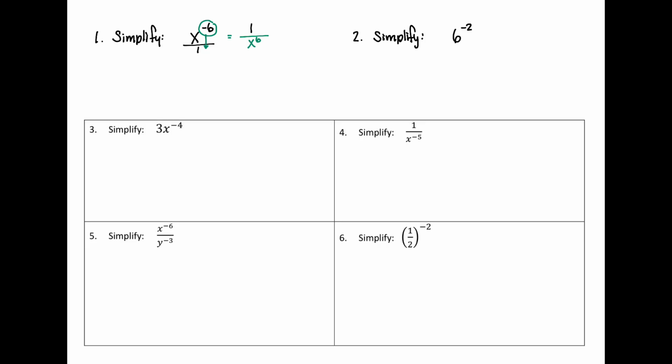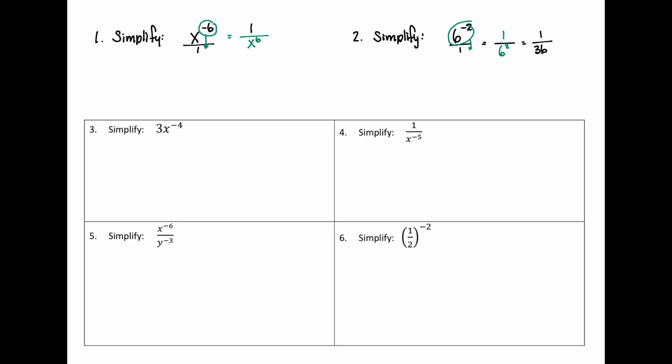Okay, number 2. Again, this is over a 1. It's a whole number. So when I rewrite it, I'm going to take this whole thing and move it down and make it a positive exponent. The 1 has to show up to make it make sense, as a placeholder. And we get 1 over 6 squared, which is 36.